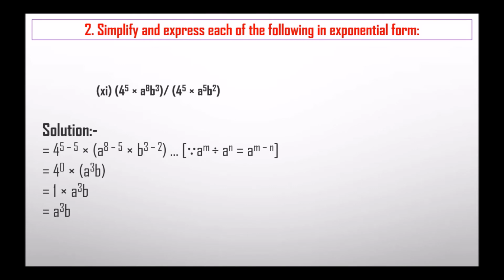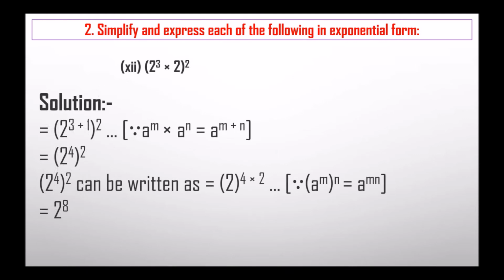Next, 4 raised to 5 into a raised to 8 b raised to cube divided by 4 raised to 5 into a raised to 5 b raised to square. So we can subtract. So a raised to 5 minus 5, into a raised to 8 minus 5, into b raised to 3 minus 2. So 4 raised to 0 into a cube b. So the answer is a cube b.